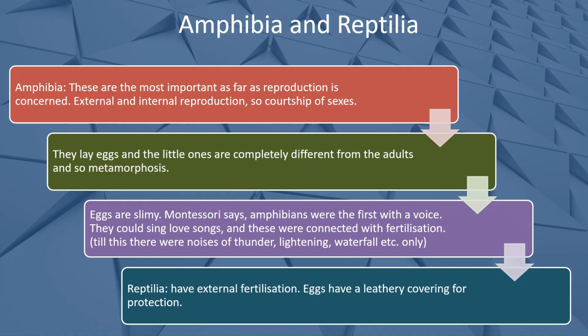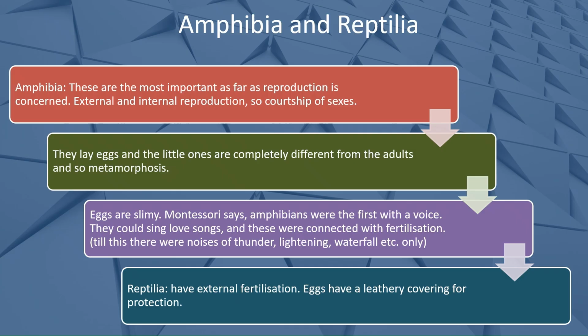Amphibia and reptilia. Amphibia, these are the most important as far as reproduction is concerned. External and internal reproduction, so courtship of sexes. They lay eggs and the little ones are completely different from the adults, and so metamorphosis. Eggs are slimy, and Montessori says amphibians were the first with a voice. They could sing love songs and these were connected with fertilization. Till this, there was only the noise of thunder, lightning, waterfall, etc. on earth. Reptilia have external fertilization.